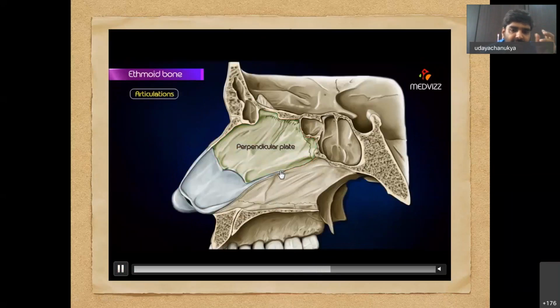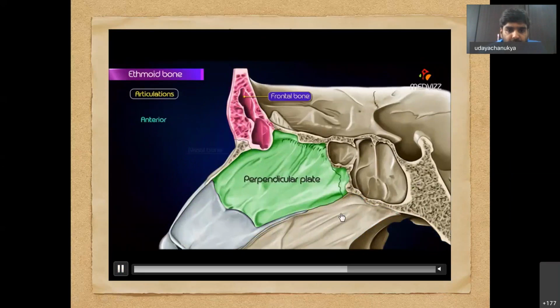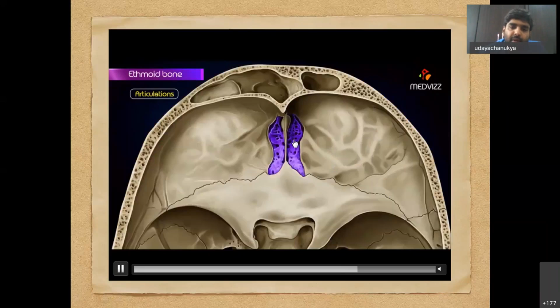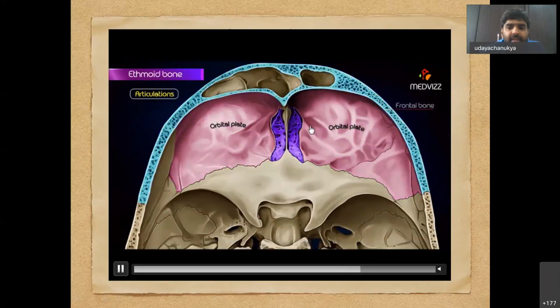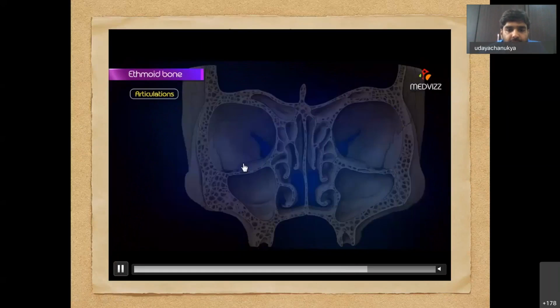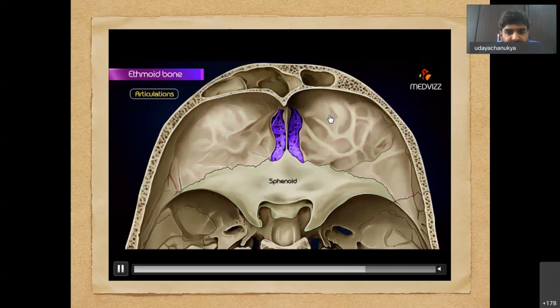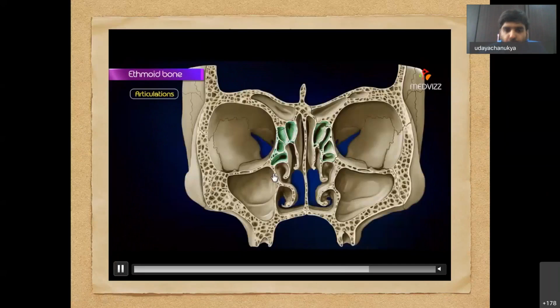Coming to the articulations of the perpendicular plate of the ethmoid, it is articulated anteroinferiorly to the septal cartilage, which is forming the septum. Posteroinferiorly it is articulated to the vomer bone, anteriorly to the nasal bone and the frontal bone, whereas posteriorly it is articulated to the sphenoid bone. Coming to the articulation of the cribriform plate, it is in the ethmoidal notch of the frontal bone, articulated to the orbital plates laterally and the sphenoid bone posteriorly.